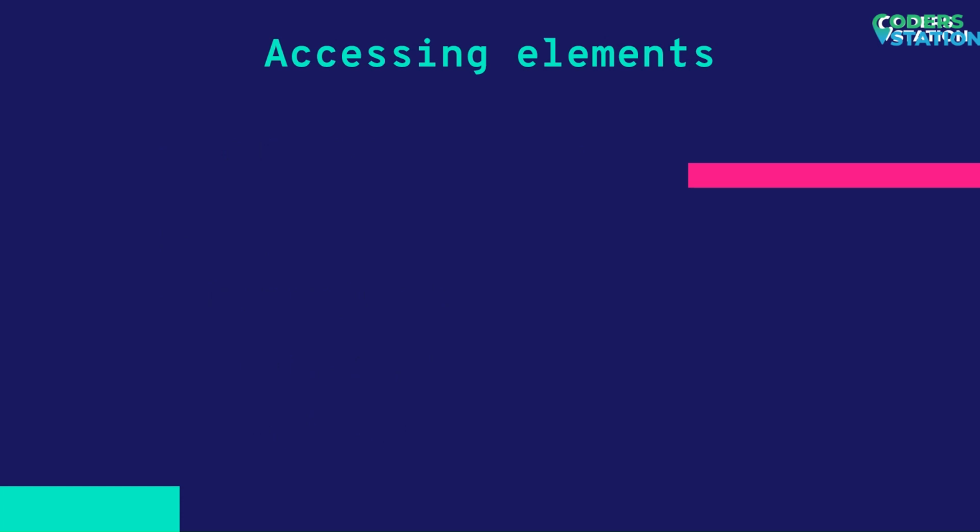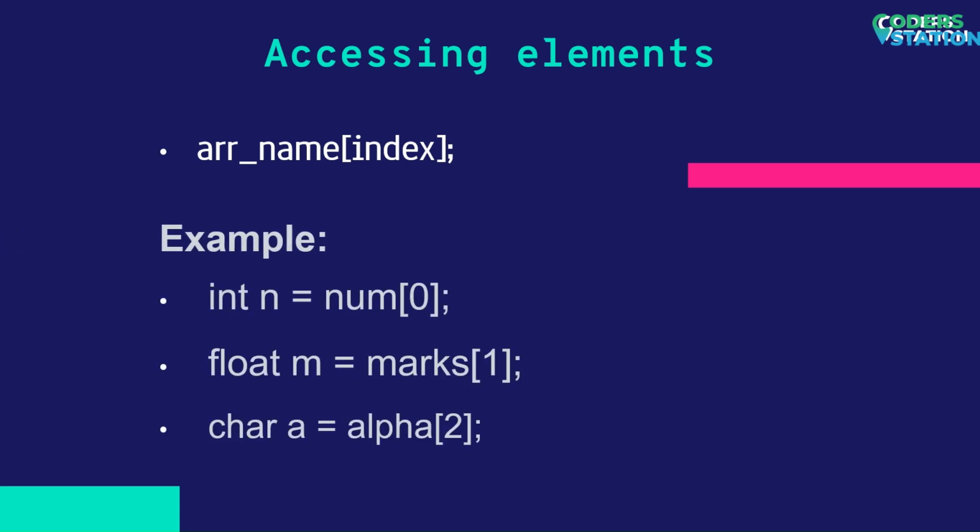Now let's see how to access the elements of an array. Accessing elements of an array is fundamental to working with arrays effectively. Let's delve into how we can do this. So here's its syntax: the array name and the index. Here the array name is the name of the array and index is the position of the element we want to access. So here also we have 3 examples.